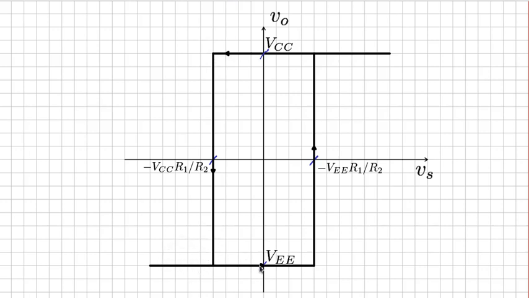Notice the direction of the arrows. This arrow right here is pointing to the right, this arrow points up, this arrow points left, and this arrow points down. That is the direction that the travel occurs as you increase or decrease Vs.